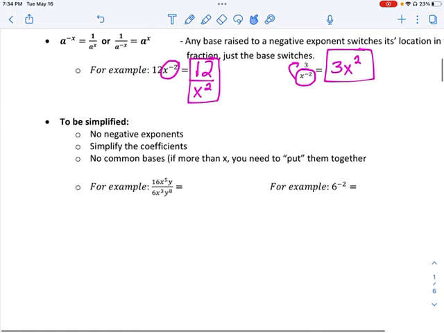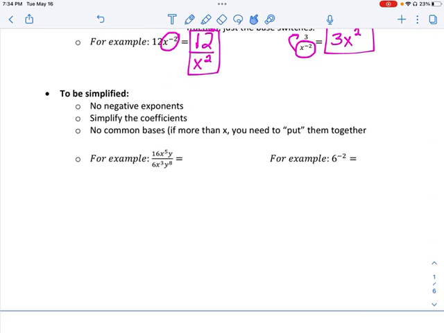Now, to finish up this topic, remember when we talk about being simplified, we have a couple rules. Number one, there are no negative exponents, so we do not want negative exponents. Simplify your coefficients. So if I have 8 over 4, I'm going to simplify that to 2. Or if I have 2 to the third power, I'm going to multiply that out and make it 8. Okay, so simplify your coefficients.